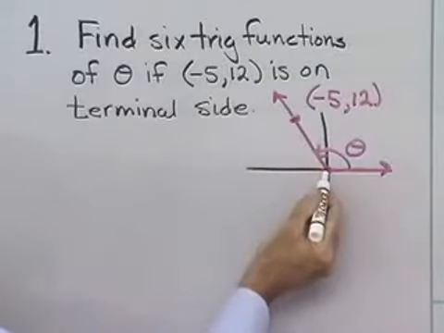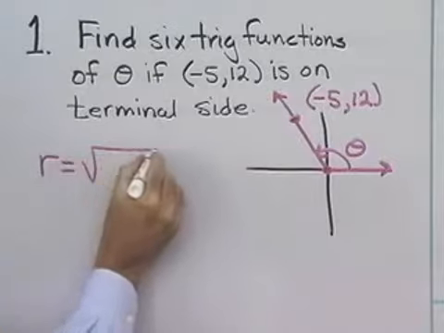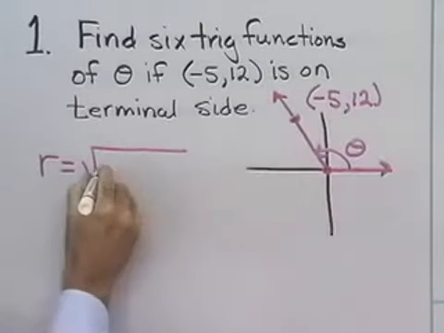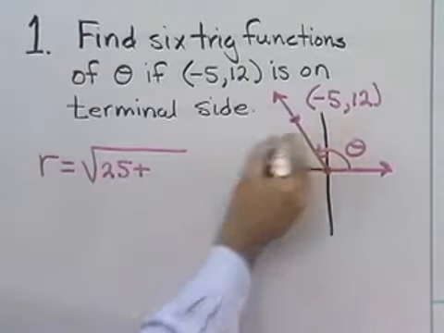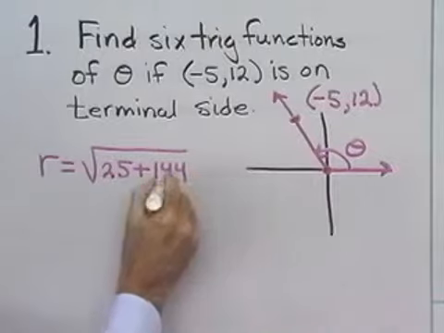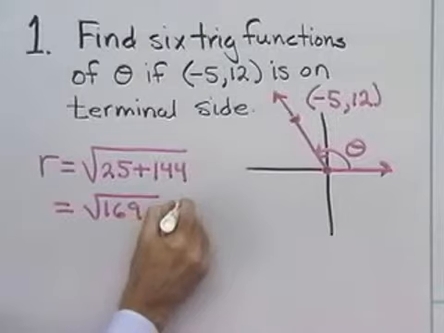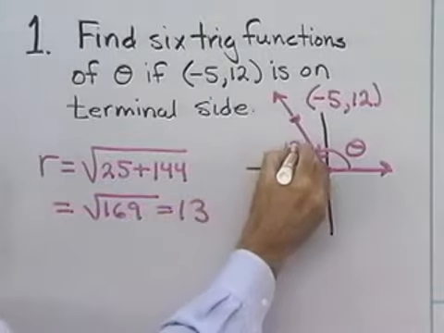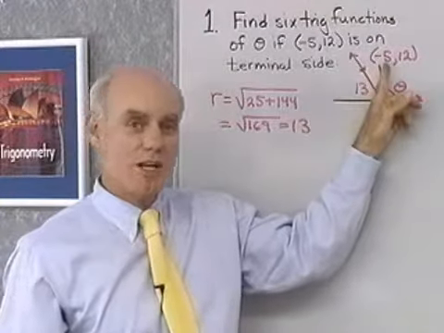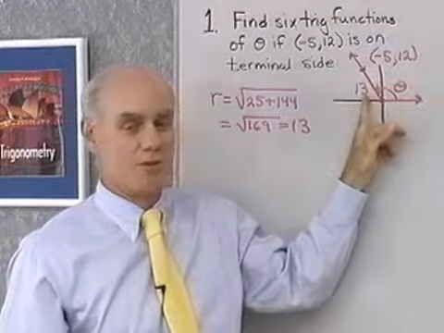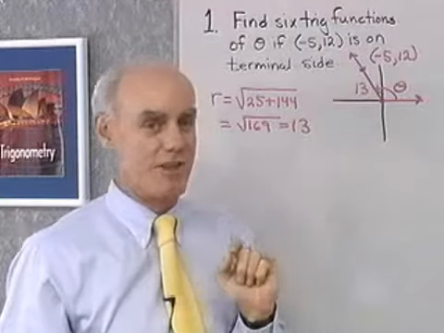So the first thing I need to find is the distance from the origin out to that point. That's r. R is equal to the square root of x squared plus y squared. So square root of 25 plus 12 squared is 144. That's going to be the square root of 169, which is 13. So that distance from the origin out to that point is 13. I have x equal negative 5, y is equal to 12, and r is equal to 13. I need those 3 numbers in order to find the 6 trigonometric functions of theta.